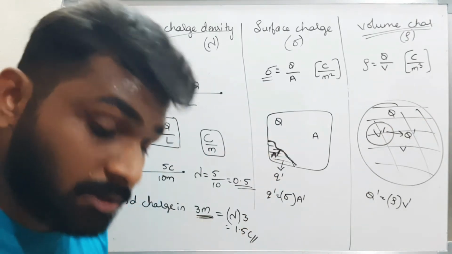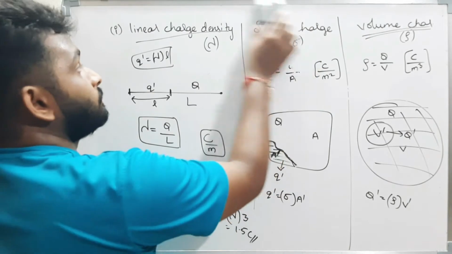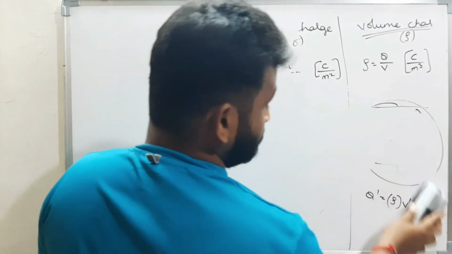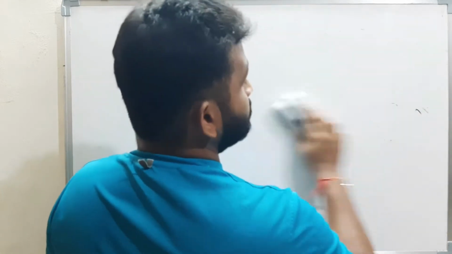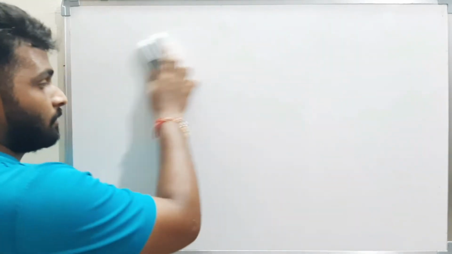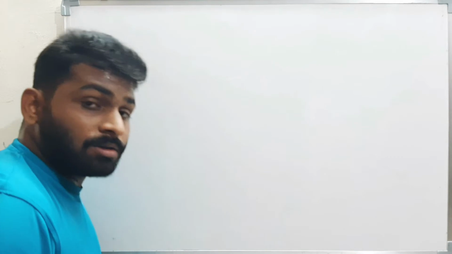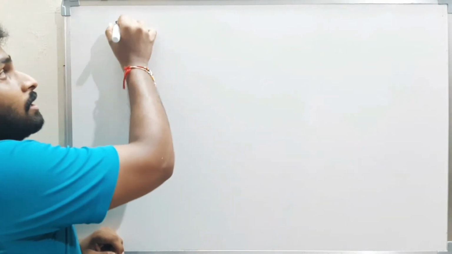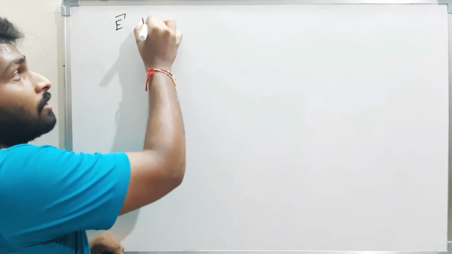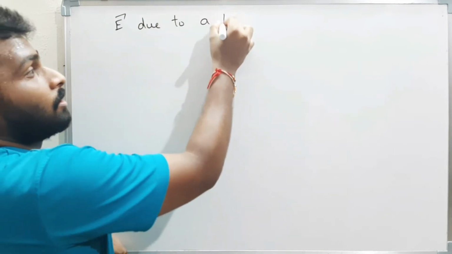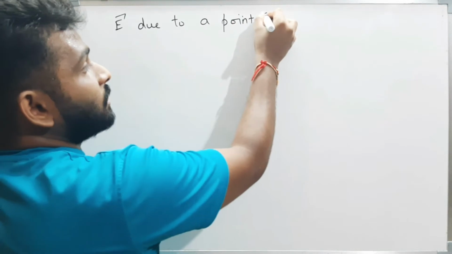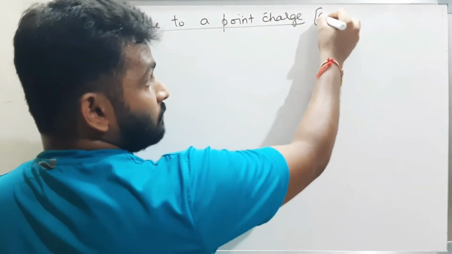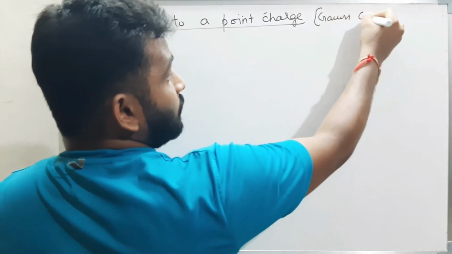Now we will start the applications. First application of the Gauss law. What is the first application of the Gauss law? The electric field due to a point charge. You have to find the electric field due to a point charge by using the Gauss law, that is important.